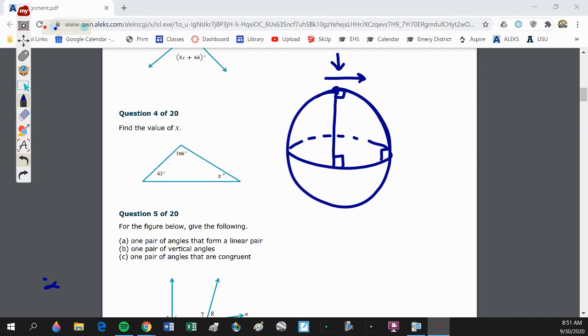What do you notice? 90 plus 90 plus 90 is 270. So it turns out when you draw triangles on a sphere, you will always get a number bigger than 180. And 270 isn't the biggest one. You can go up into the several hundreds, like maybe even 700 or 800. The highest might be like 900. No, I don't remember. I can't remember how big the biggest one would be.